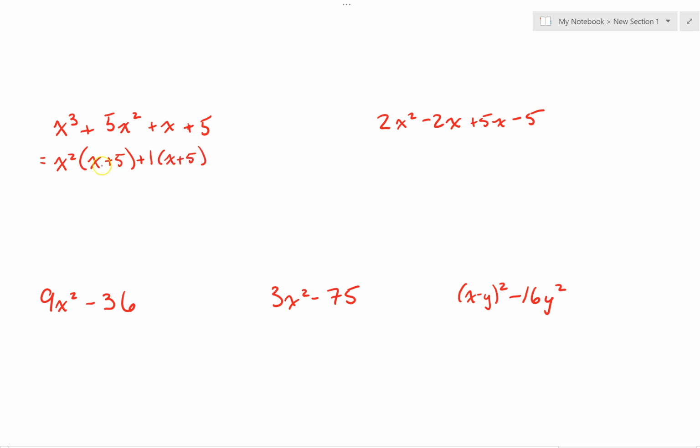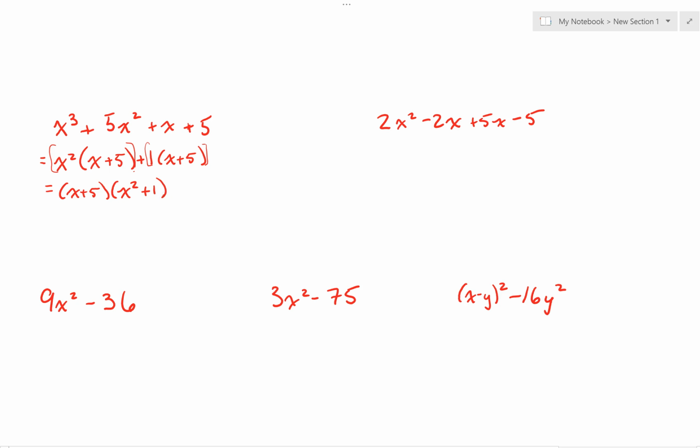Now we have a common factor between these two terms of x plus 5. x plus 5 is common. So we can factor out x plus 5, leaving us x squared plus 1.